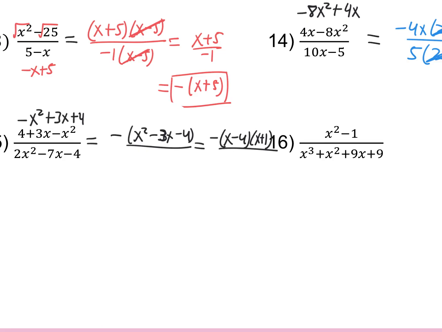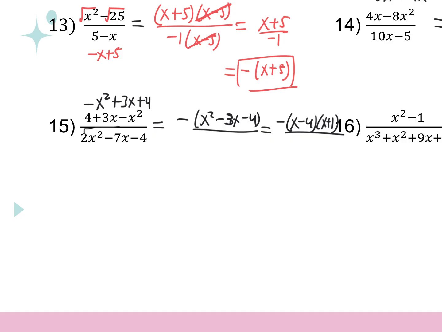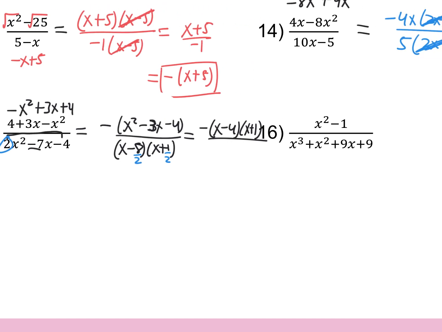All right, on the top. And then on the bottom, I have a 2 and a -4. I'm looking for numbers that multiply to -8 that add to -7. And that's going to get me a -8 and a +1. All right, so then I'm going to divide both of these by 2, right? When the leading coefficient is anything other than 1, you do want to divide by that number.